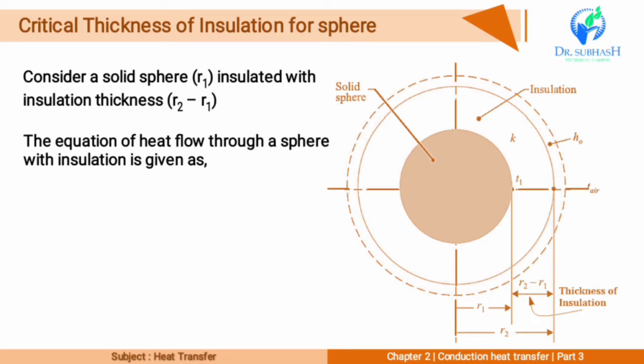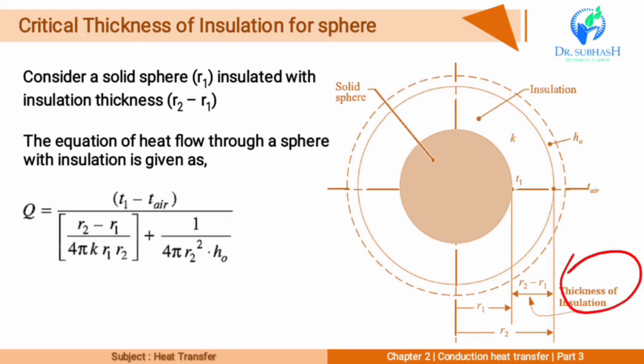Consider a solid sphere of radius R1 insulated with insulation thickness R2 minus R1. The equation of heat flow through a sphere with insulation is given from Fourier's equation: Q is equal to delta T upon R_th total, R_th that is thermal resistance. So Q is equal to delta T, that is T1 minus T_air, where T1 is the surface temperature of the sphere and T_air is the outside temperature of the air, divided by the thermal resistance.